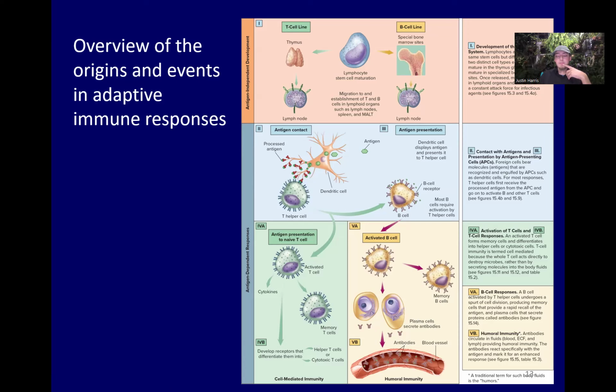And then you can have memory B cells, and those memory B cells are the more long-lived ones. Those are going to circulate through the circulatory system and the lymph system, hanging out in the lymph node primarily, waiting to be activated again when that antigen is encountered for a second time.